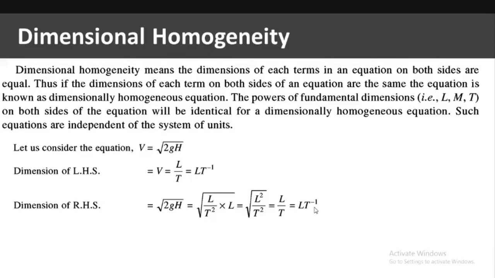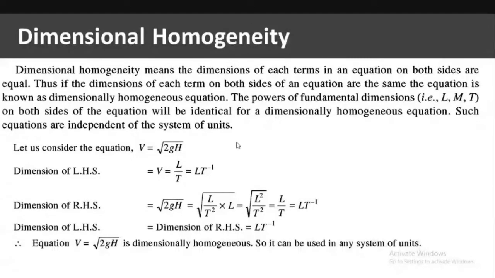Okay, so you can say the dimension of LHS, that is velocity, is L1 T minus 1. Then the dimension of RHS, that is under root of 2gh, is also L1 T minus 1. Therefore you can say the dimension of LHS equals to dimension of RHS. Therefore V equals to under root of 2gh is a dimensionally homogeneous equation.